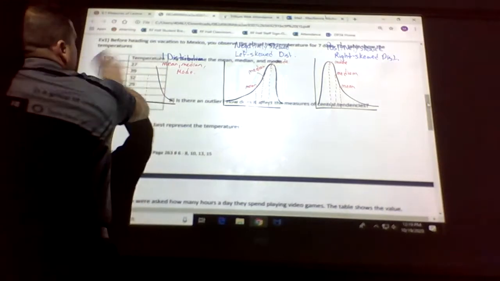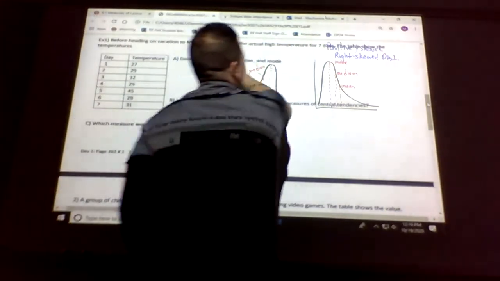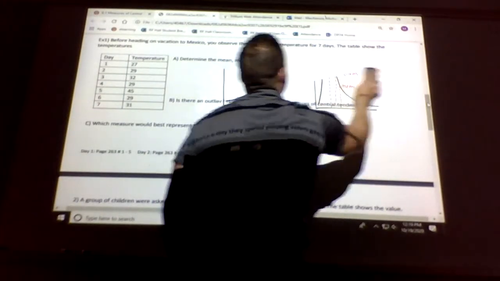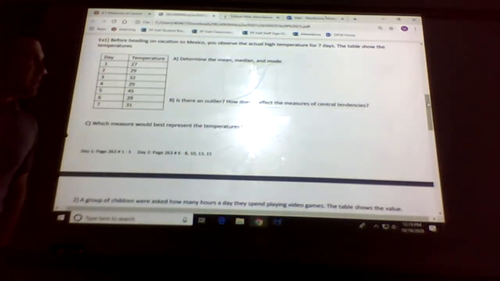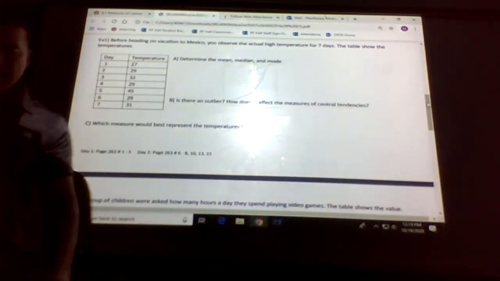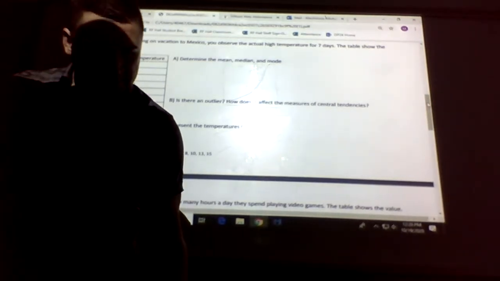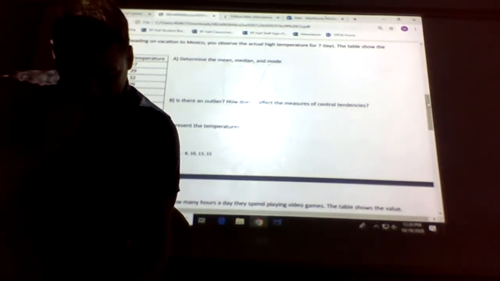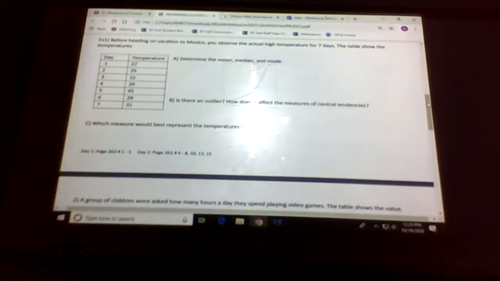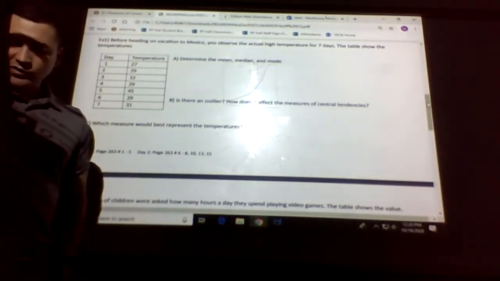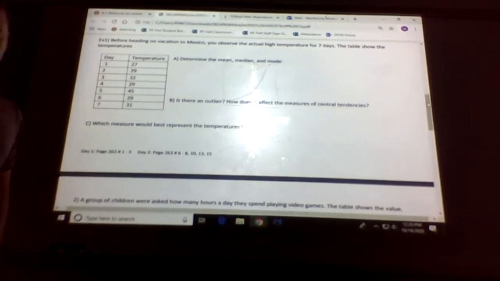Before heading on vacation to Mexico, you observe the actual high temperatures for 7 days. The table shows the results. Determine the mean, median, and mode. Since you're just watching for 7 days, this is not every single day, it's just 7 days.